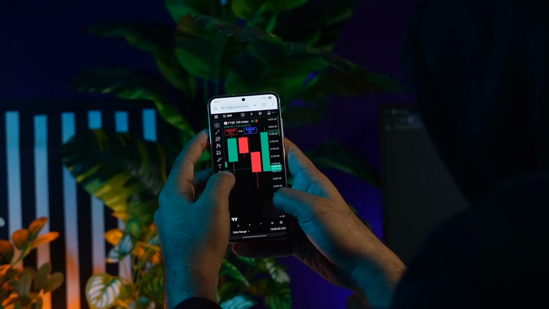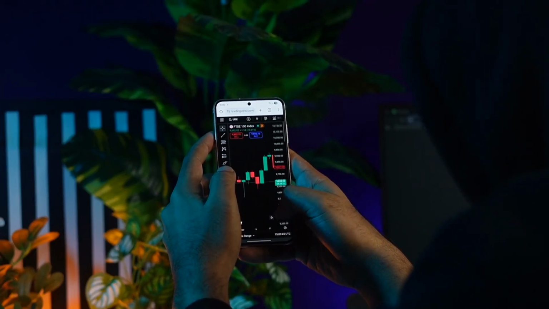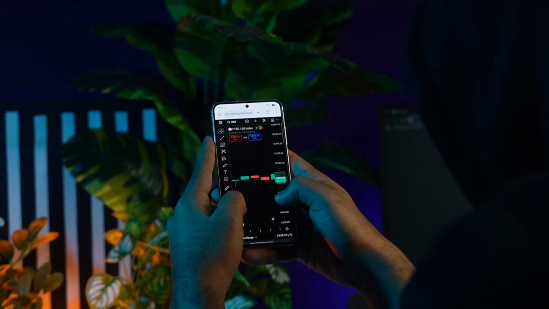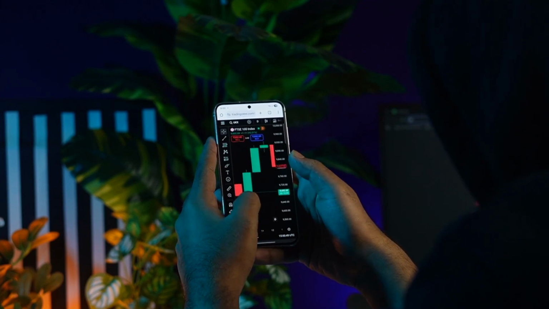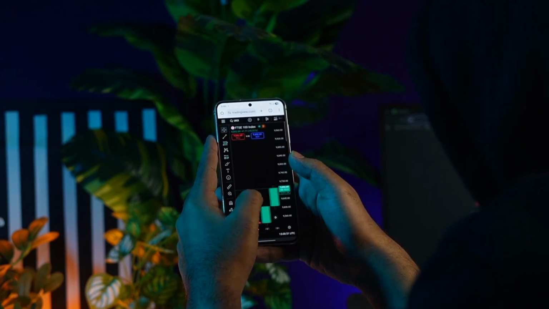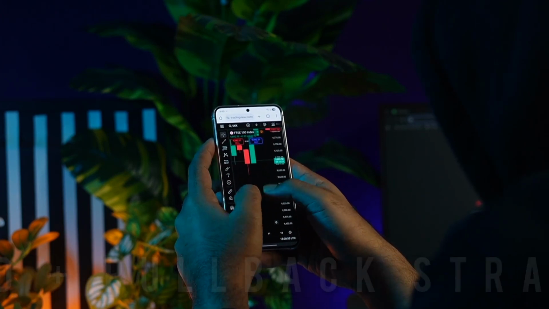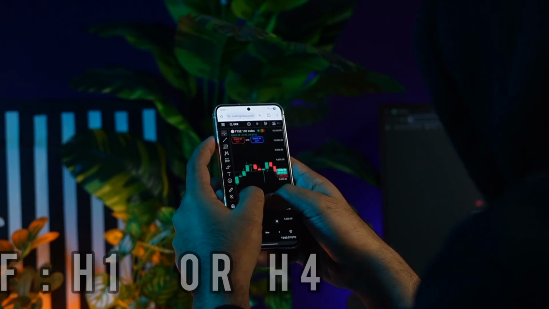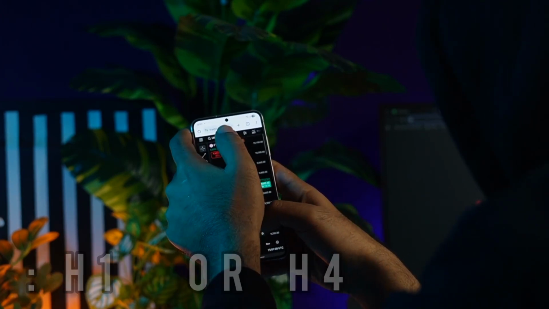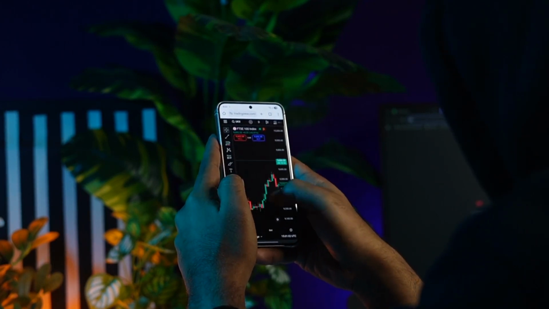I tested 10 plus strategies with a real account, and this one made almost 300 plus pips in the last 30 days. This is a trend continuation pullback. So time frames, we shall use H1 or H4. Why? To filter out the noise. That's why we shall use higher time frames.